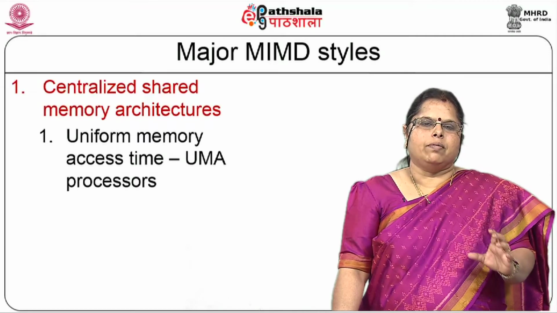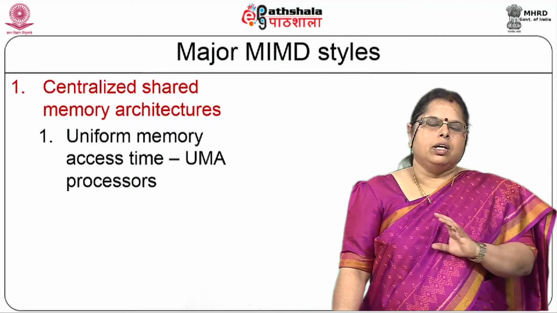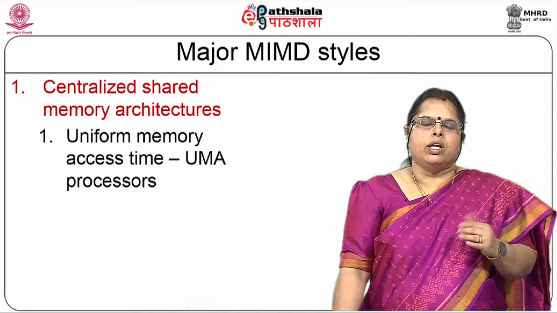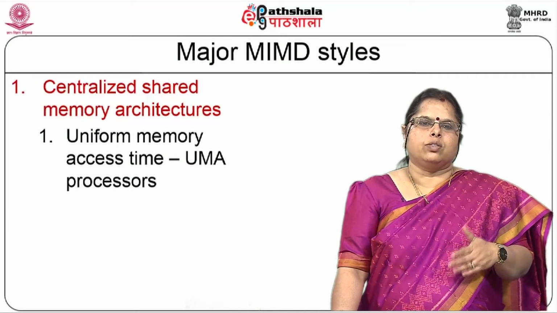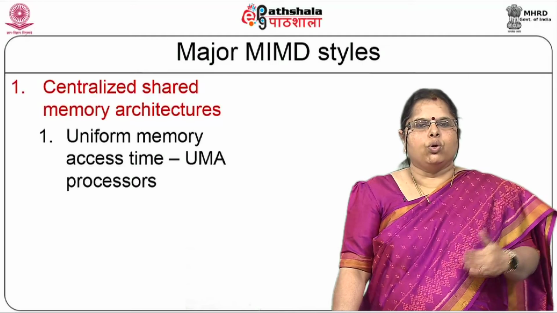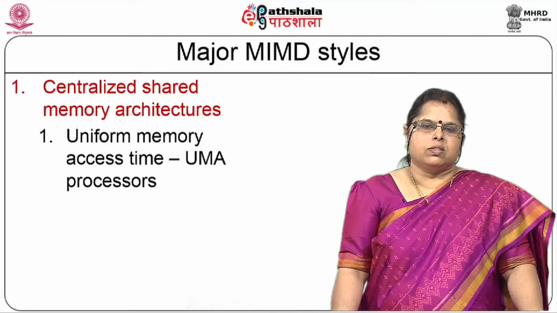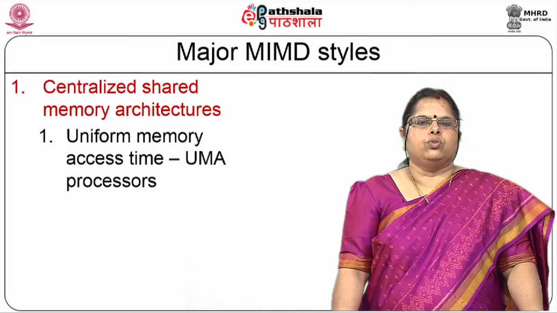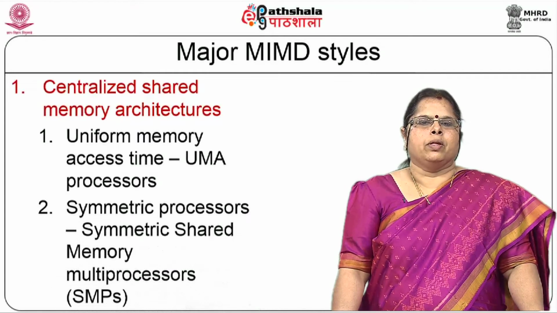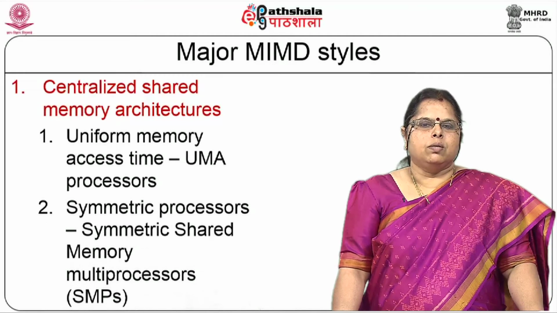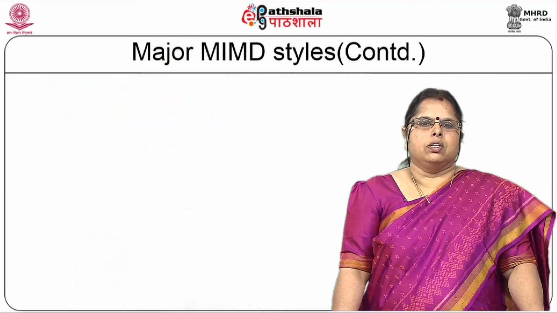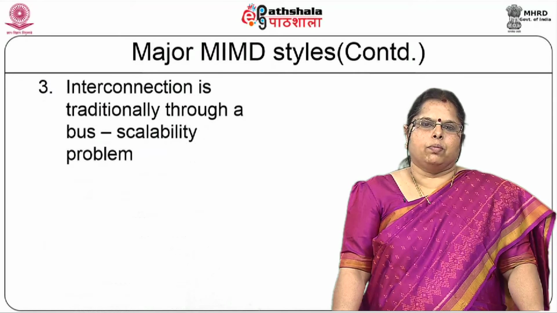The memory is available in a centralized location and that memory is shared by all the processors. Irrespective of which processor tries to access the memory, it is going to take the same time to access it. That is why they fall under the category of UMA, which is uniform memory access time. They are also called symmetric shared memory multiprocessors, or SMPs. This is the first category of processors.